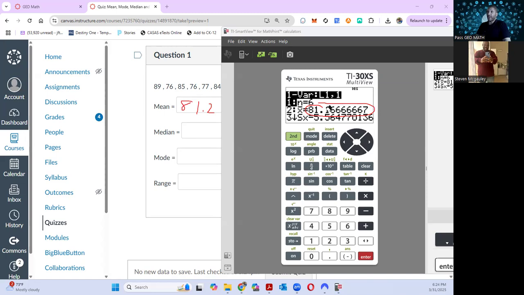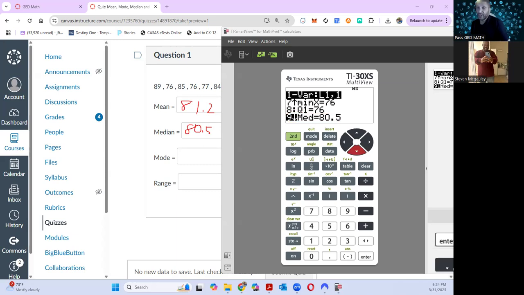Now watch this. If we scroll down and look for MED, that's going to tell us our median, 80.5. Now, the mode is easy. What number appears the most? You got to do that yourself.